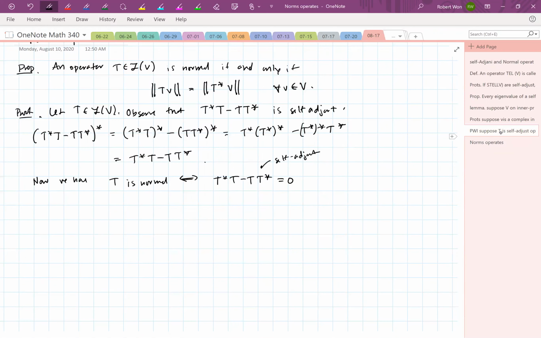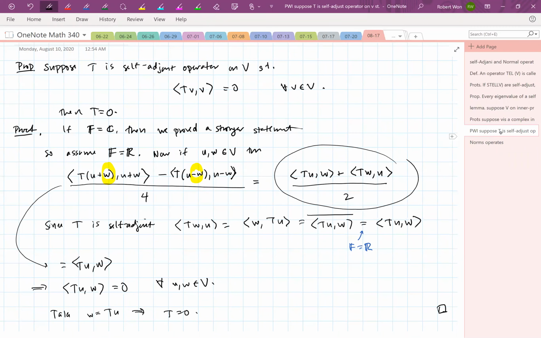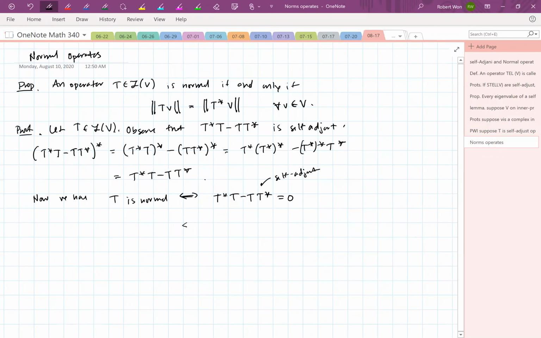And this result that we just proved says that for self-adjoint operators, being 0 is the same thing as if you apply them to V, take the inner product with V, you get 0 for every V. Again, here we only prove one direction, but the converse is actually obvious. So this is if and only if you take the inner product of this self-adjoint operator applied to V with V is equal to zero for every V.